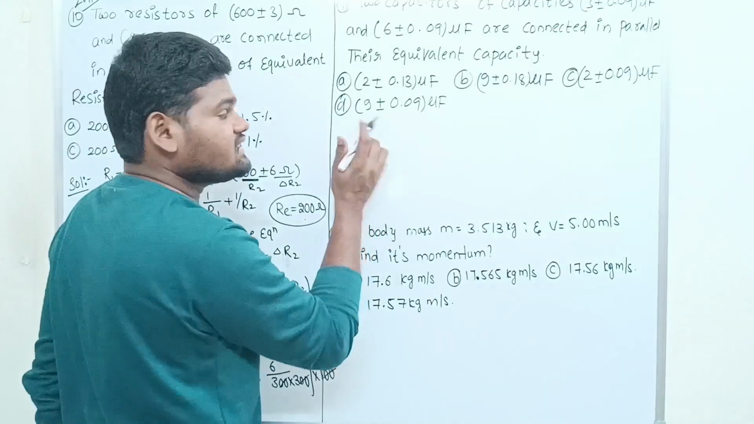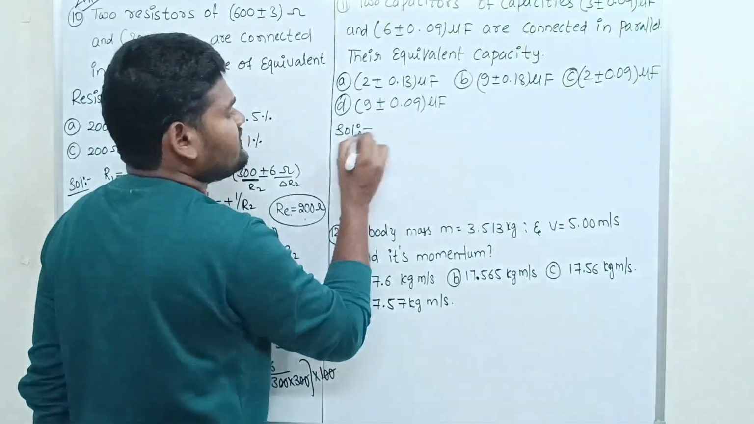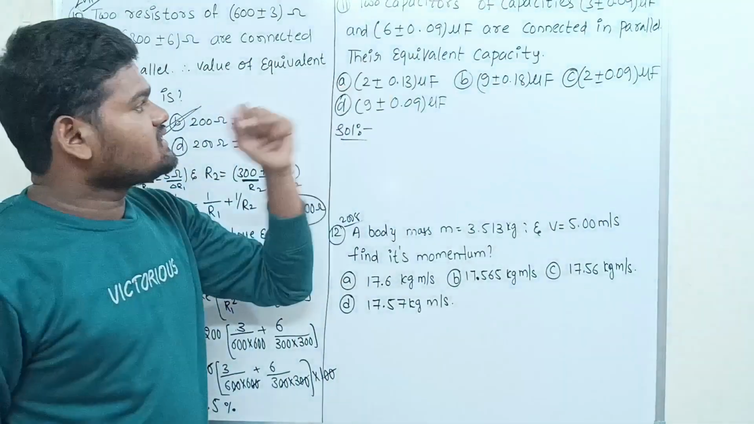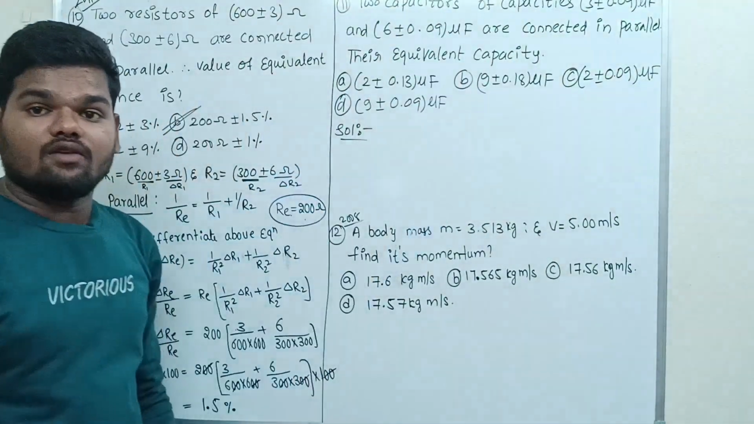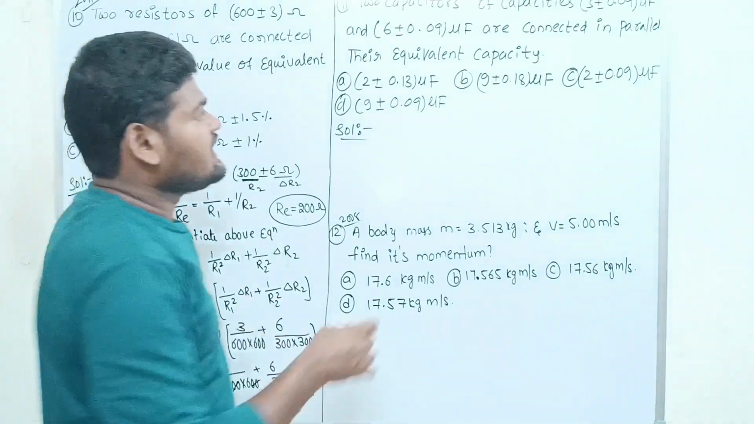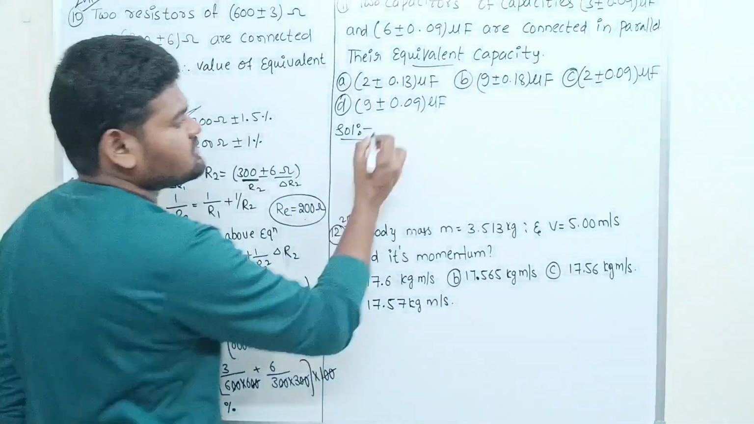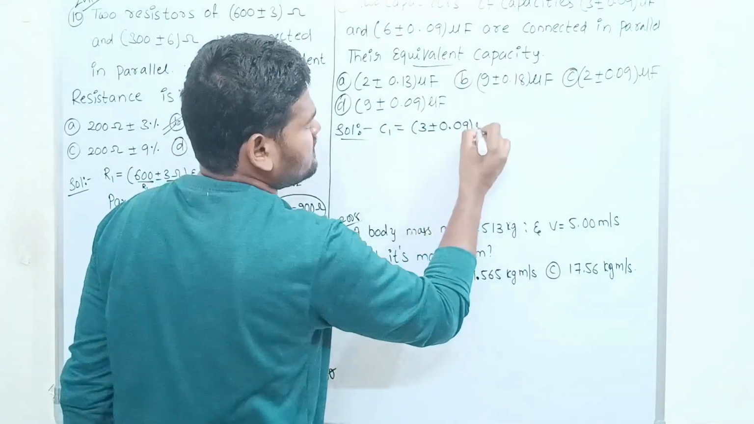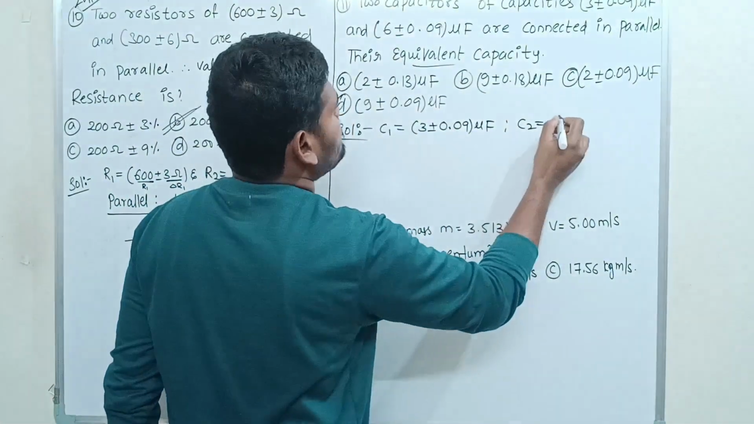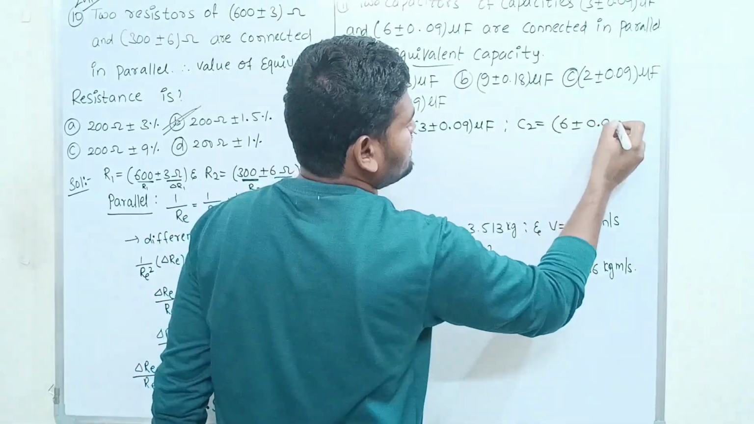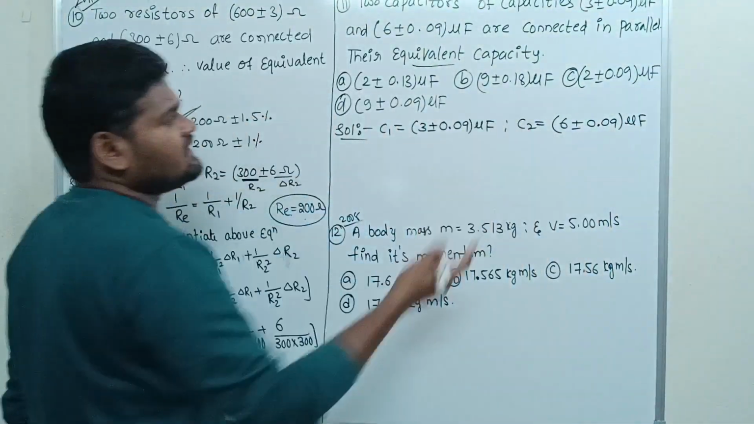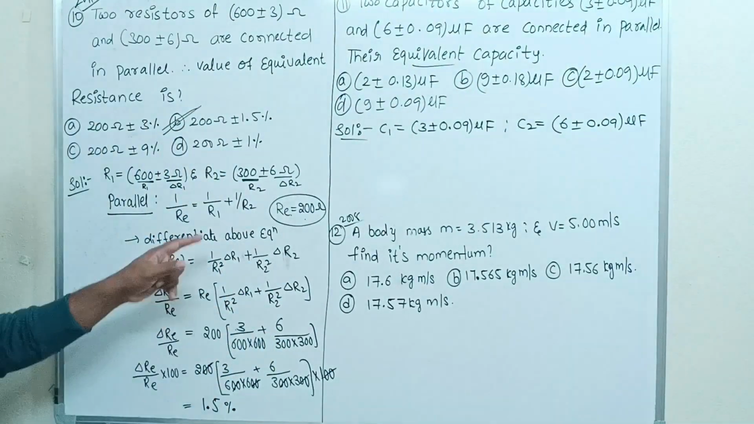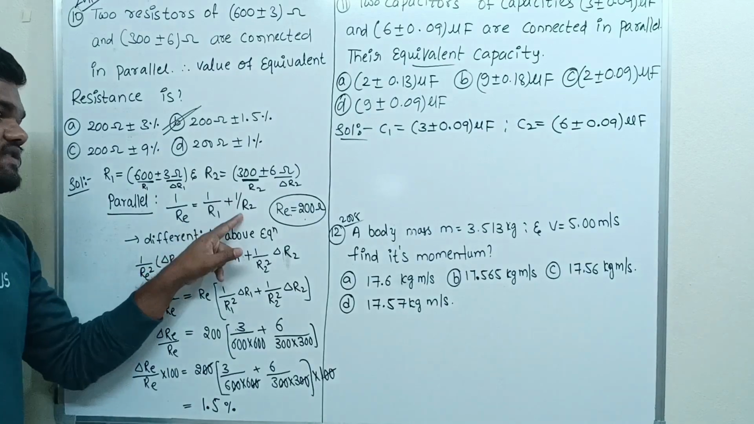Right, so let us see this solution. What are they given? Two capacitors, 3 plus or minus 0.09 and 6 plus or minus 0.09, connected in parallel. They are asking for the equivalent capacitance. So C1 is 3 plus or minus 0.09 microfarad and C2 is 6 plus or minus 0.09 microfarad. They are connected in parallel. In the case of resistors connected in parallel, the effective resistance is 1 by R1 plus 1 by R2.